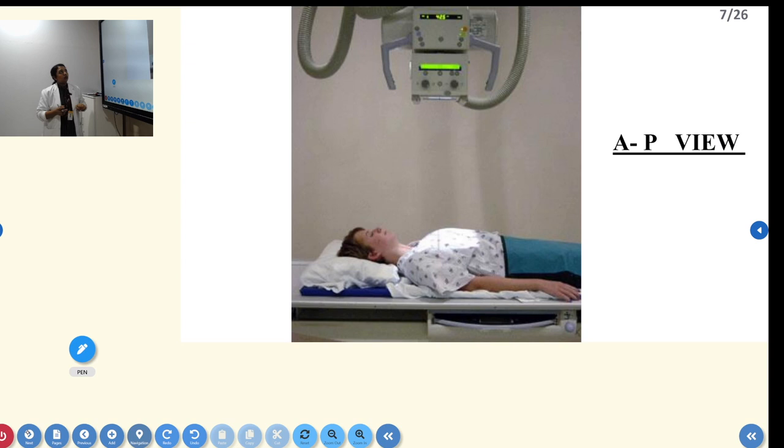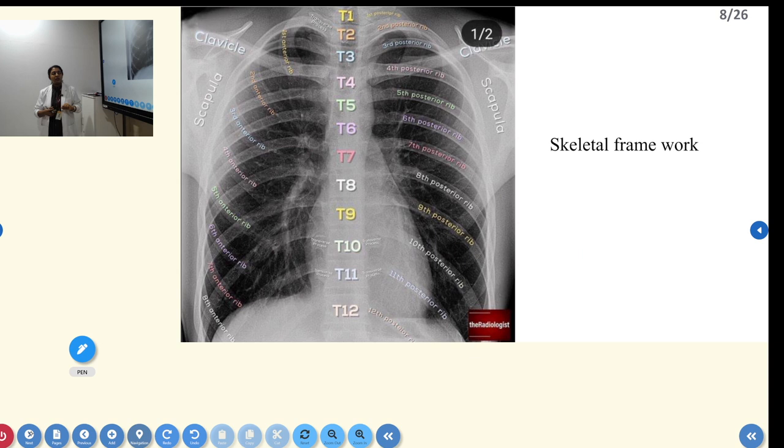This is AP view. As you can see, the x-ray tube is placed anterior to the patient. Now this AP view is taken in non-ambulatory patients and in emergency cases. So we usually prefer PA view of the chest. Now when we start to read the x-ray, the first thing that we notice is the skeletal framework. The skeletal framework of the thorax is the rib cage. Here we can see the ribs, the thoracic vertebrae. The clavicle is also visible.